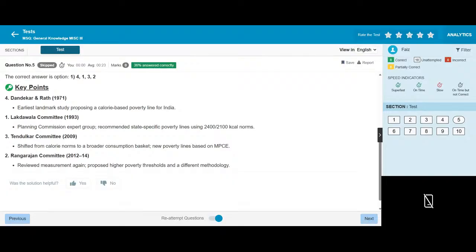Lakdawala Committee, 1993: the Planning Commission expert group recommended a state-specific poverty line using 2400 and 2100 kilocalorie norms. Tendulkar Committee, 2009: shifts from calorie norms to a broader consumption basket. The new poverty line basket is measured on MRP. Rangarajan Committee reviewed the measurement again, with a higher poverty threshold and a different methodology.